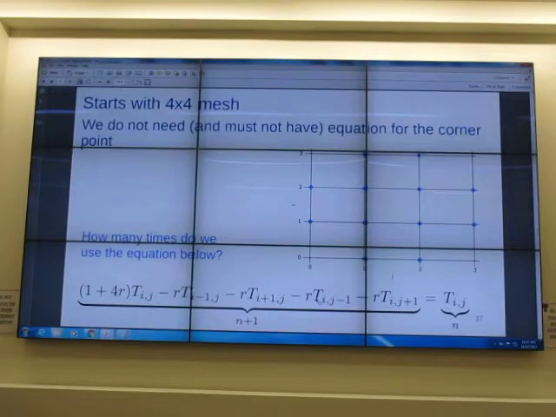Initial condition, I say one point in the middle is hot initially. So I have one point in the middle hot. Every edge is insulated, perfectly insulated. What happened with time? Okay. So let's start with 4x4 mesh. We do not need and must not have equation for the corner. We don't care about the corner, right?